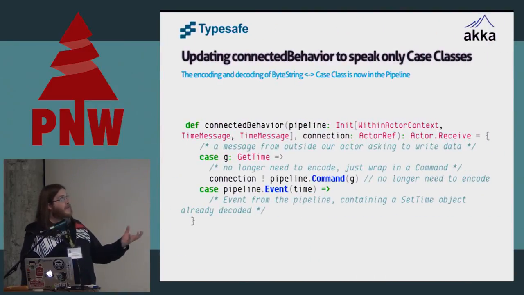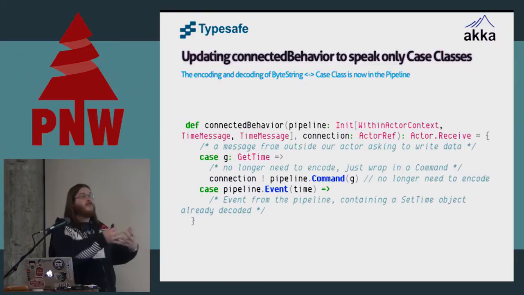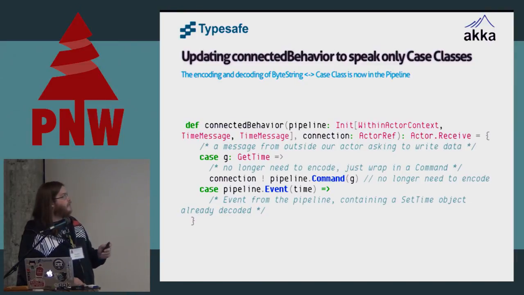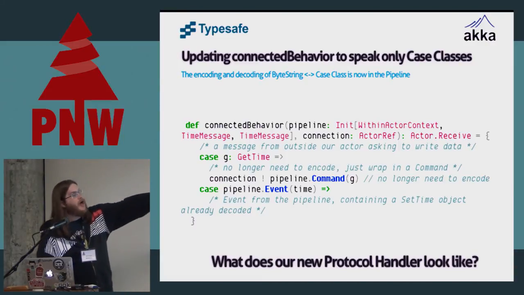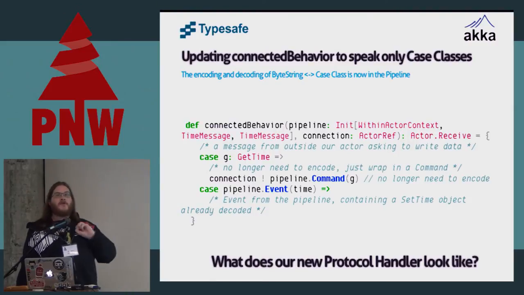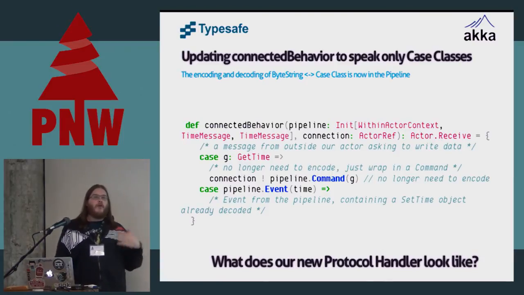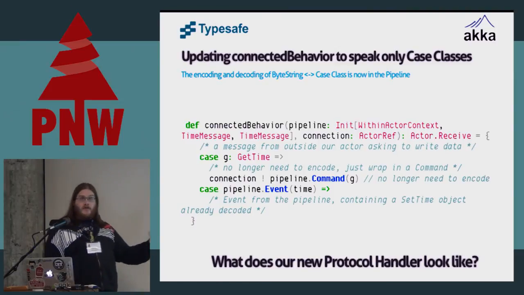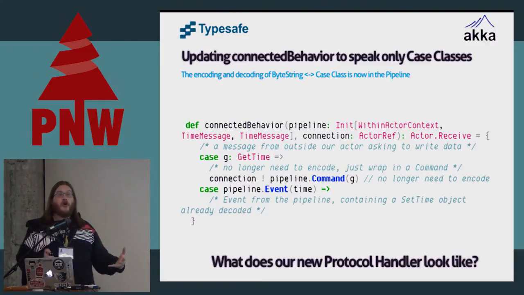Now we need to update our connected behavior to speak only case classes. And this pipeline you'll see is actually an instance of something called a PipelineContext, which has a with and after context. And then what's the command message and what's the event message at this level of code? They're both instances of time message. And our get time code is now just saying send to the connection pipeline.command. We're not converting it to a byte string anymore. We're simply saying here's our get time message. And it will be transcoded downstream into a byte string, but separated from this business logic code. And the same thing for getting back a set time. We simply get an event, a pipeline.event, which contains a set time instance that we don't have to decode.